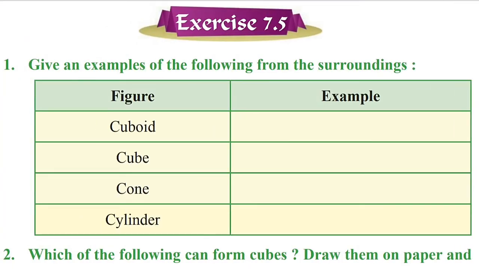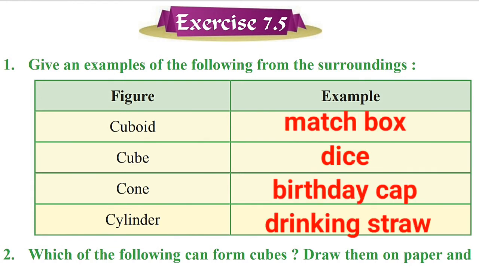Now next, exercise 7.5. Here, give an example of the following from the surroundings. Figure first, cuboid. Its example is a matchbox. Next, cube, we can say dice. Cone, a birthday cap. We can say a straw to drink any liquid, right?